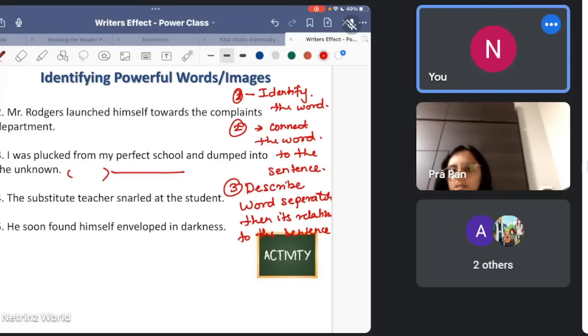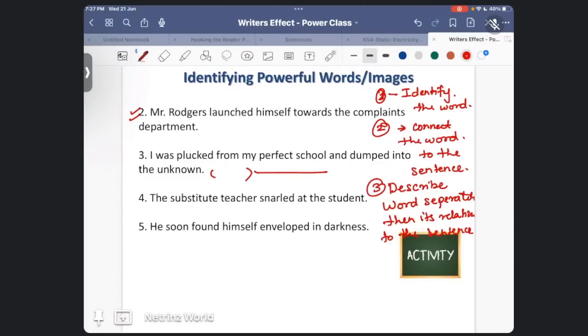Hello, Pragna. Yeah, so we had started. Ma'am? Hello. Yes, ma'am. Hello, beta. We have started with... Ma'am, I got late, ma'am. No, no, not an issue. We have started with writer's effect.